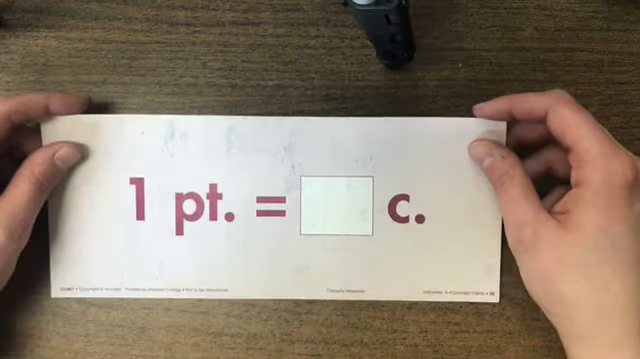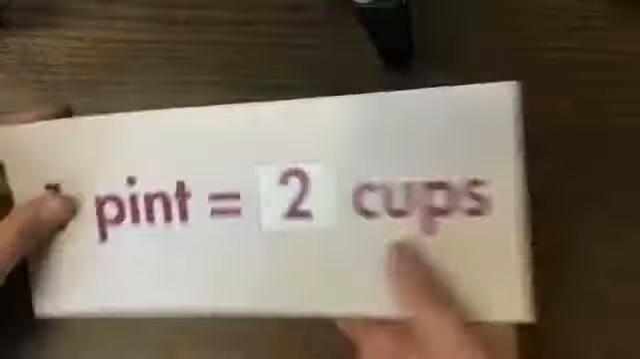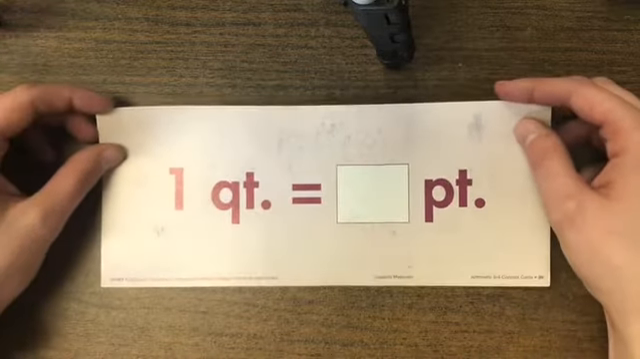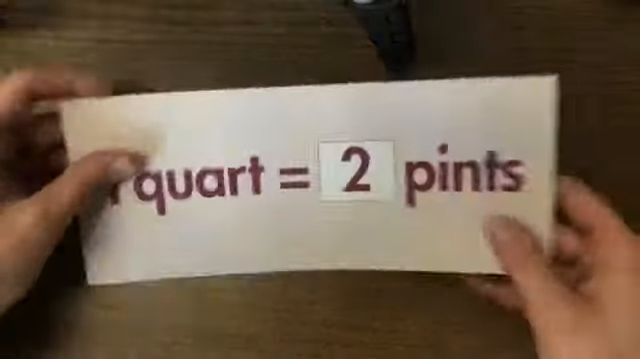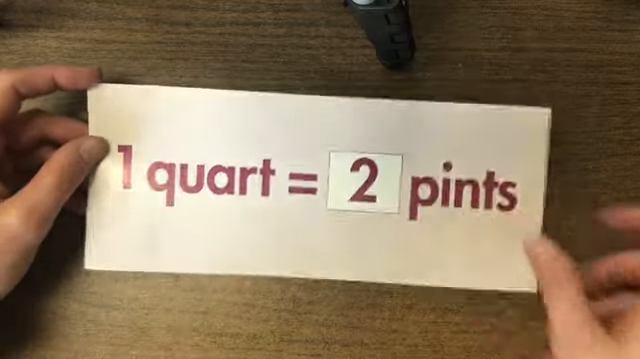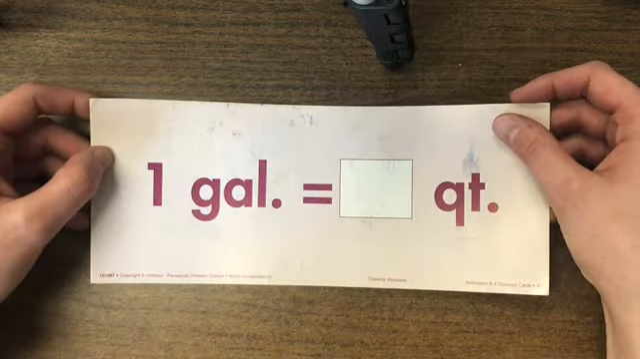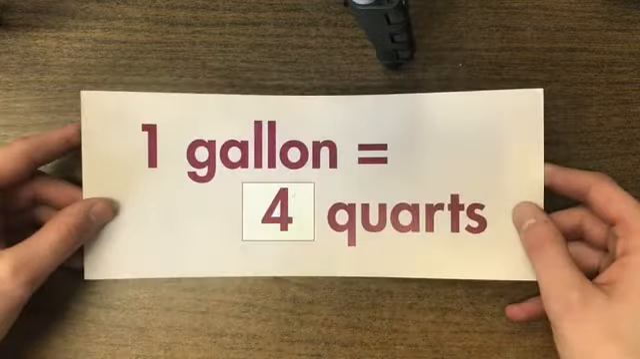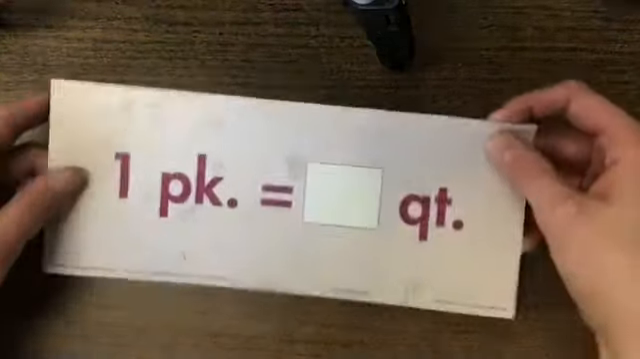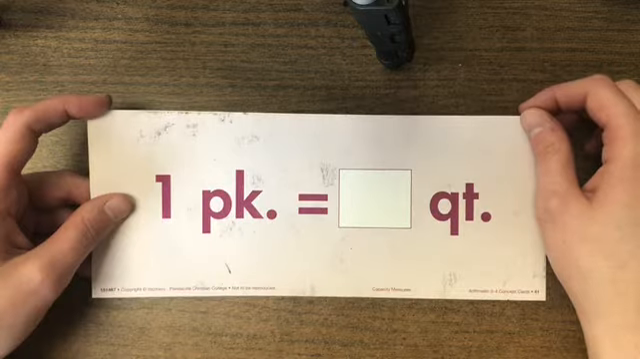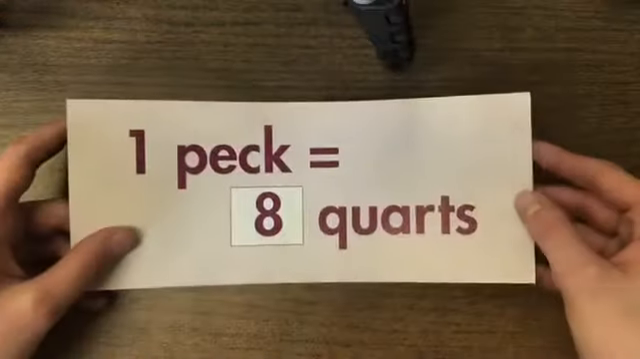Next, we have our capacity measurements. So, how many cups in a pint? That's right, 2 cups in a pint. Then how many pints in a quart? Correct, 2 pints in a quart. Then how many quarts in a gallon? That's right, 4 quarts in a gallon. Then, trickier one, how many quarts are in a peck? 8 quarts in a peck.